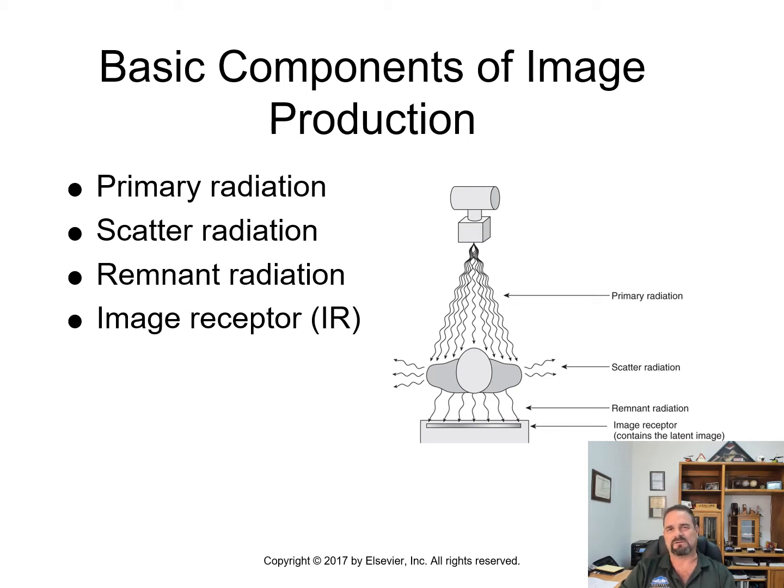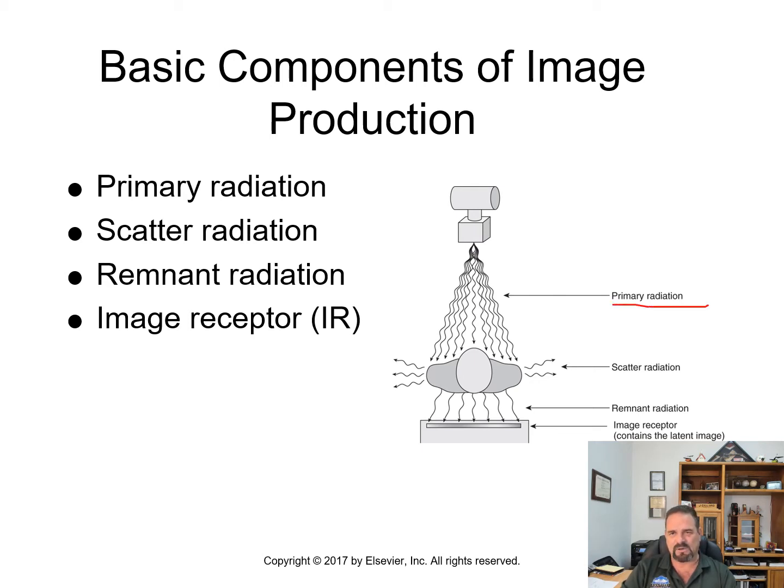Scatter radiation is the radiation from the primary beam that is randomly scattered within or outside of the body. Remnant radiation is what remains of the primary radiation beam after it has been attenuated by the matter, which is the patient. The image receptor, or IR, is the system that captures the X-ray digitally into a cassette that contains a phosphor imaging plate.